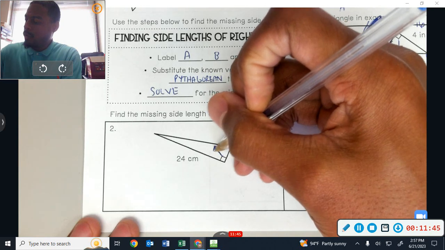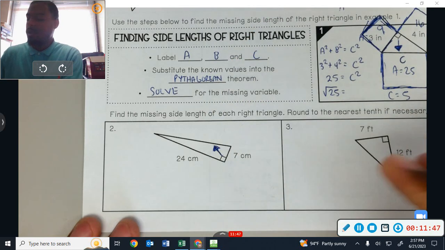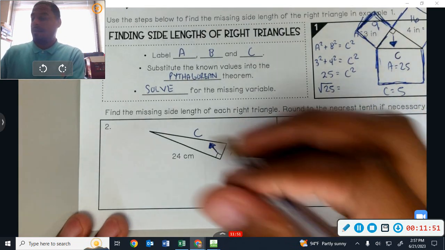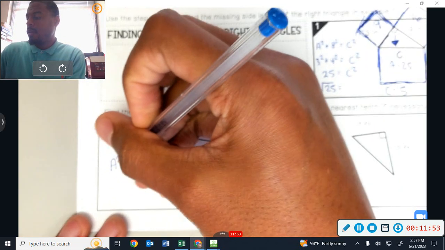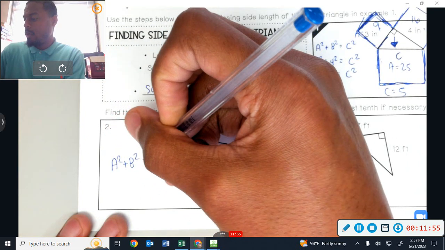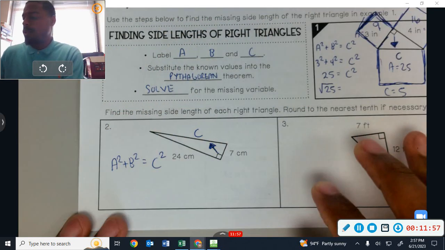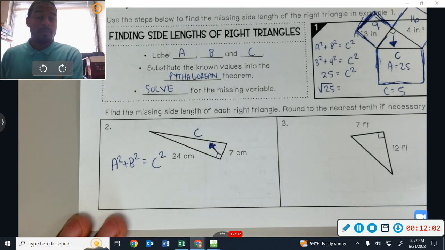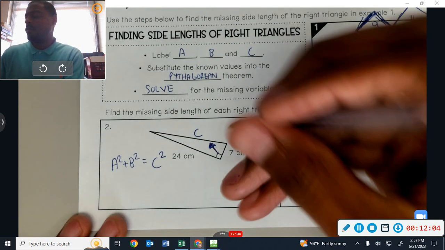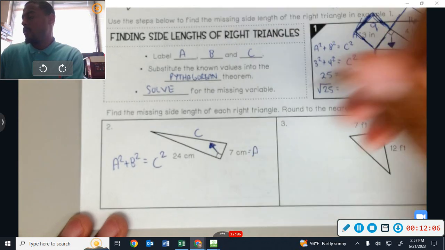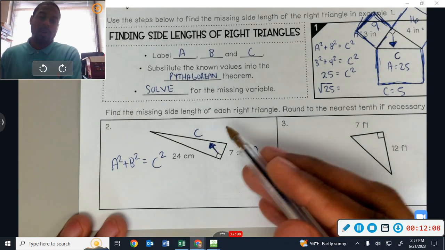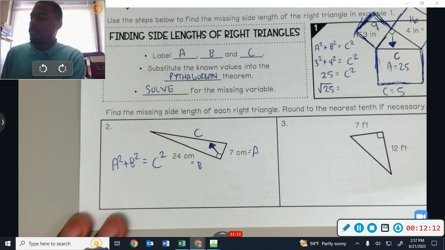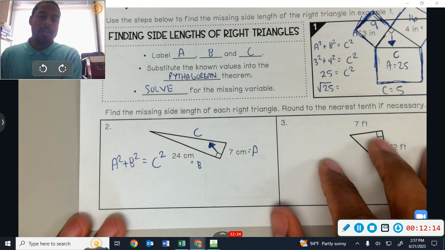That arrow going from a right triangle symbol. What did that tell you? Well, that's the C. So what we have is A squared plus B squared equals C squared. Okay? So what number is going to be the A? Well, what number is the smallest that you see? Oh, 7. What number is going to be the B? Well, it has to be 24. C is the longest side. Okay. We're going to plug it into the formula.